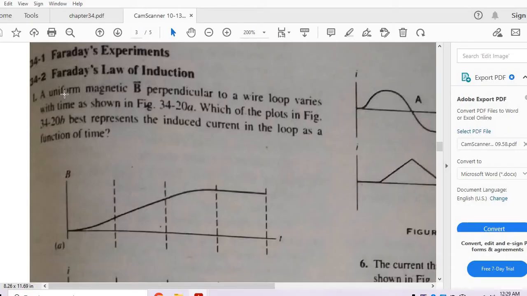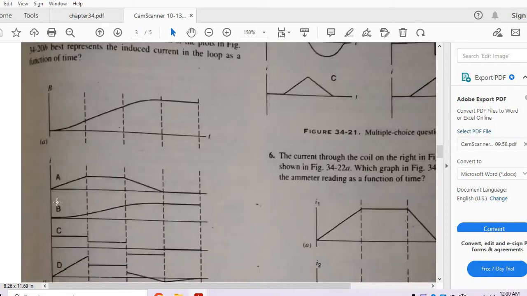Question number 1 is, a uniform magnetic field B perpendicular to a wire loop varies with time as shown in the figure. Which of the plots in figure 34-20b represents the induced current in the loop as a function of time? The situation is given in this graph, in which the magnetic field is increasing linearly with time, and after a certain point it becomes constant with time. And these graphs A, B, C and D represent which graph is correct for the induced current in the loop.